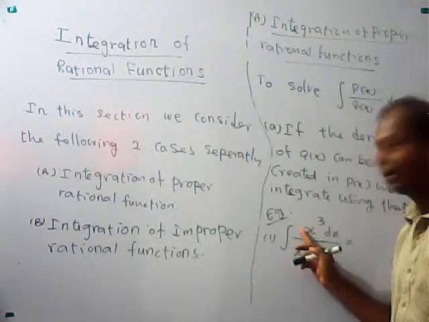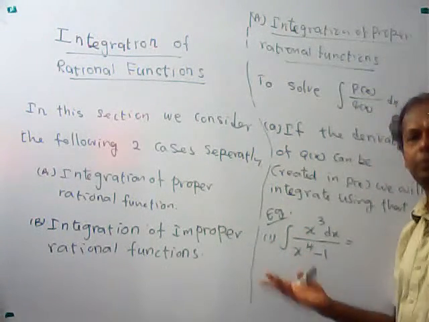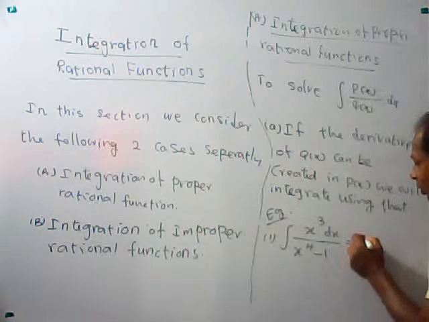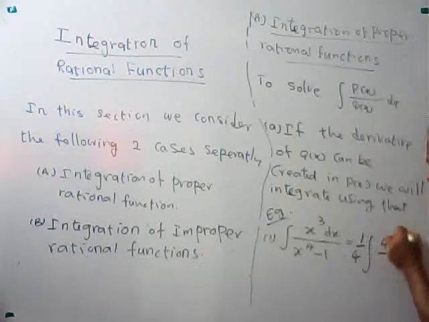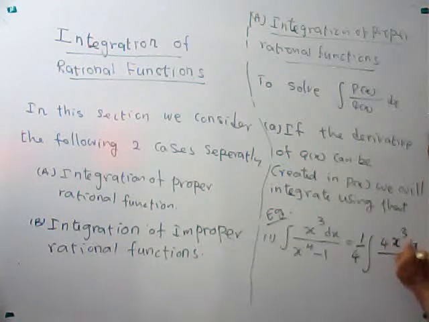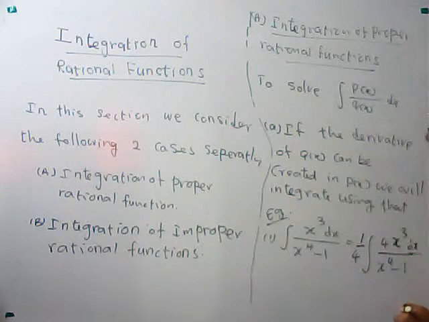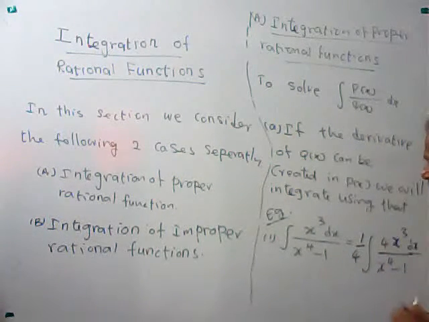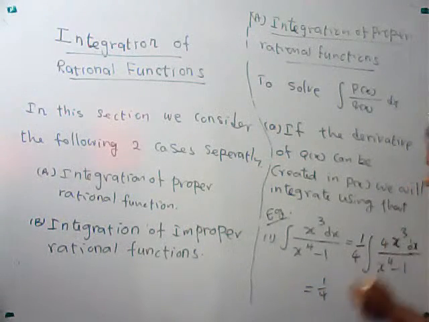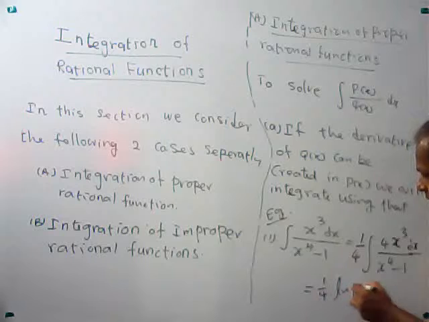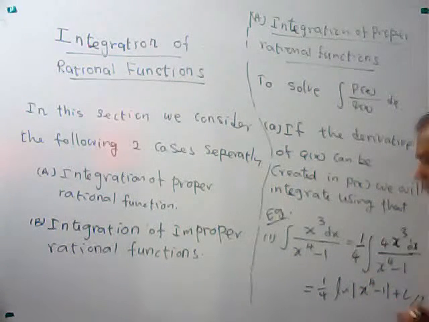Just multiply and divide by 4. That's what I expected. Within seconds you can do it. You can write one over 4 times 4x cubed dx over x to the power 4 minus 1, multiplied and divided by 4 to create the derivative in the numerator. Now you see the derivative in the numerator, it's ln form: one over 4 ln mod of x to the power 4 minus 1 plus c.